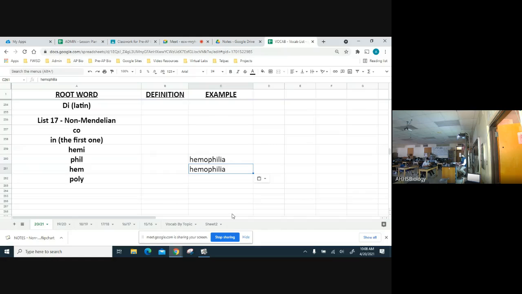Hemophilia is an example of non-Mendelian genetics because it's on the X chromosome. It's on one of the sex chromosomes, and that means gender has a lot to do with who gets it. And we're going to talk about that. Color blindness is the same way, so I'll wait until we get into that and explain what's going on with it. But that is an example of a disease that is non-Mendelian.